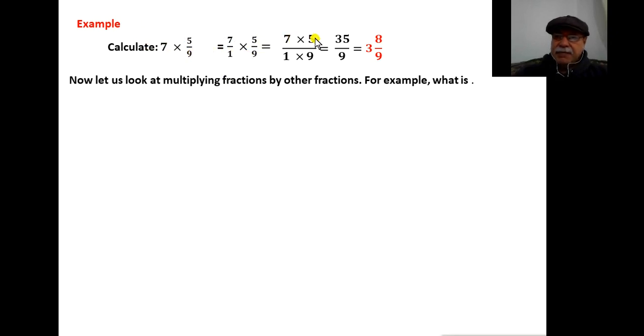You can use another method to solve this example. Like this, 7 times 5 is 35. 1 times 9 is 9. I simplify this: 35 over 9. How many 9s in 35? 3, remainder 8 over 9, because 9 is the same denominator.